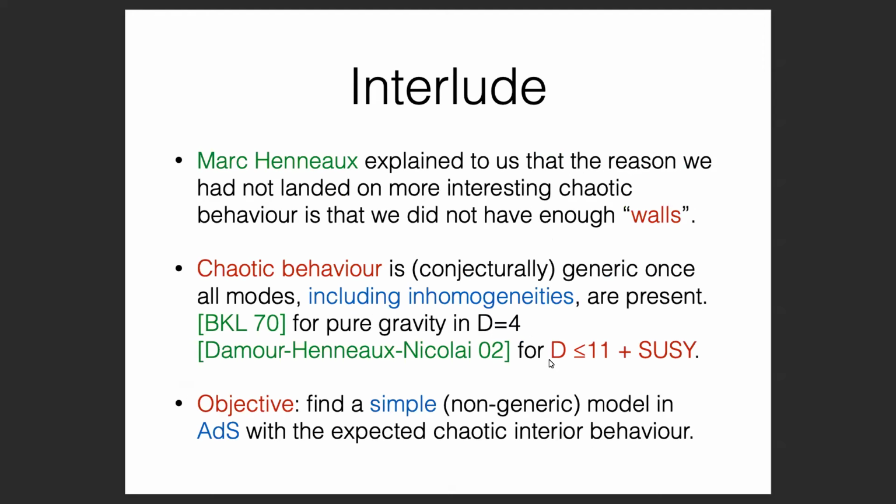The genericity of what I'm about to describe, this chaotic behavior, goes back to the BKL paper for pure gravity in D=4, and more recently to Hartnoll and Nicolai, who considered higher dimensions, adding fields. There's a very interesting fact that in the generic case it's chaotic in 10 or fewer dimensions, which is rather intriguing. Now the objective in the remainder, this is the warm-up, is to find a simple, non-generic instance that nonetheless exhibits this more generic behavior.